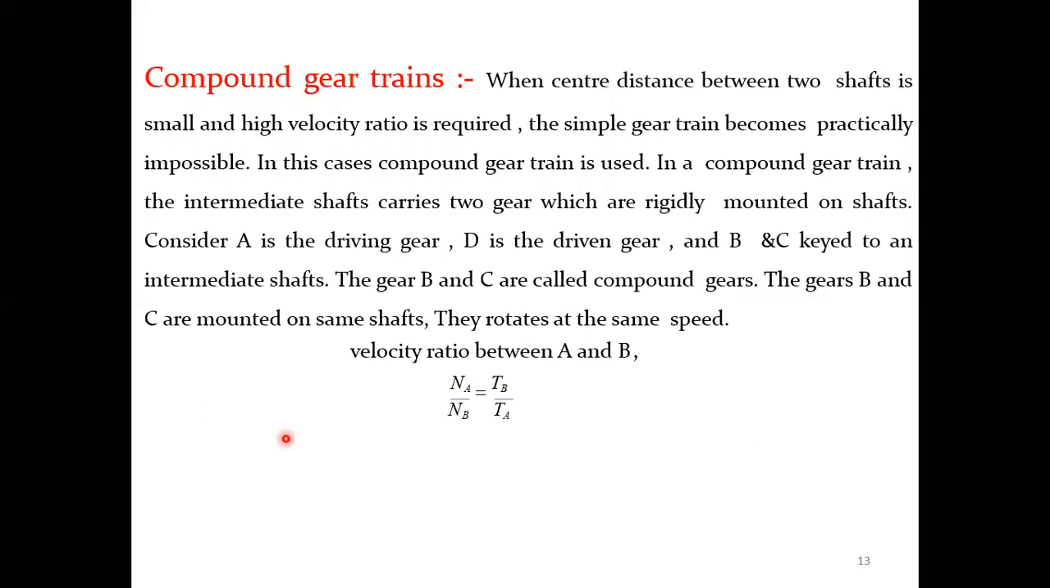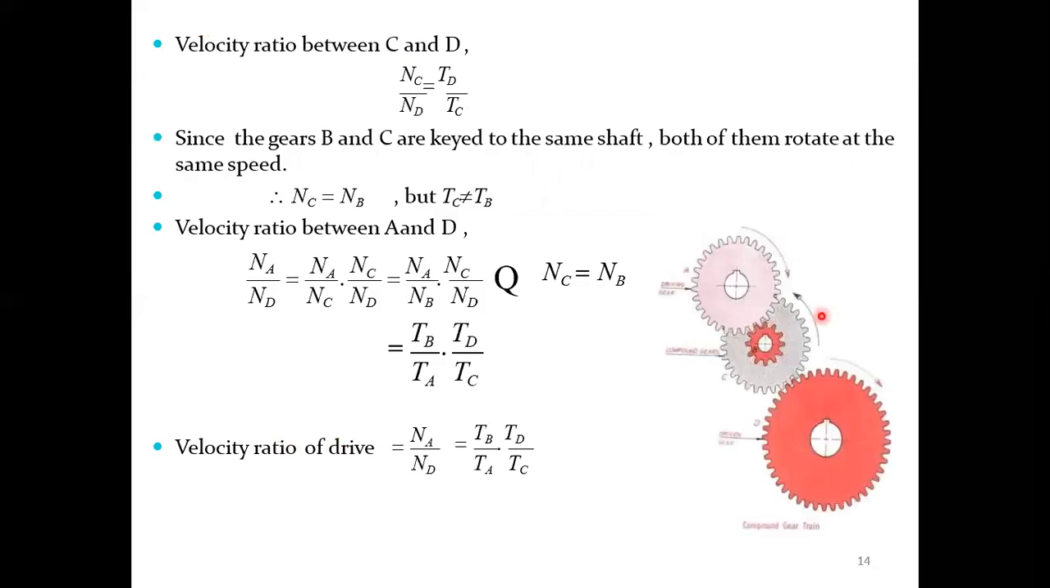Next one, compound gear trains. When the center distance between two shafts is small and a high velocity ratio is required, simple gear trains become practically impossible. In this case, a compound gear train is used. In a compound gear train, the intermediate shaft carries two gears which are rigidly mounted on it. So consider this compound gear.